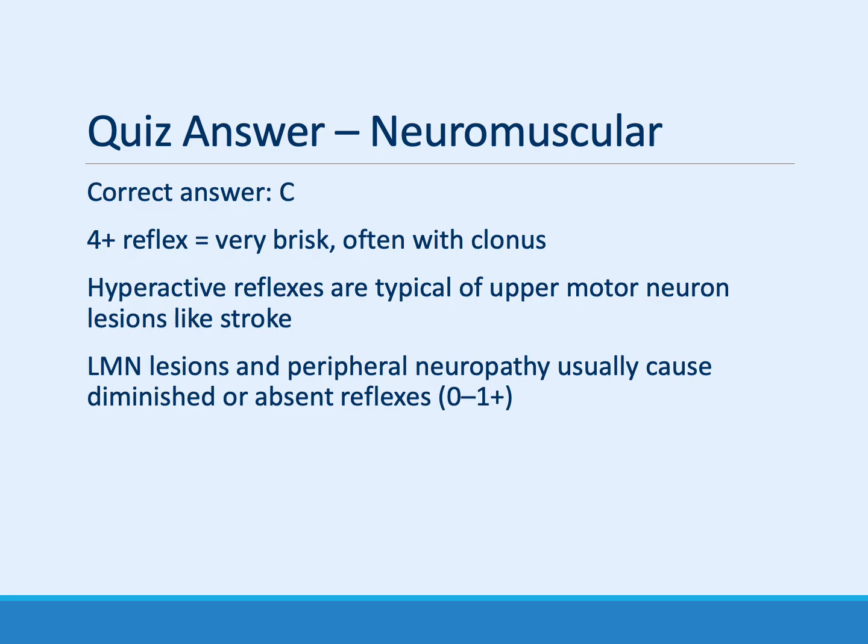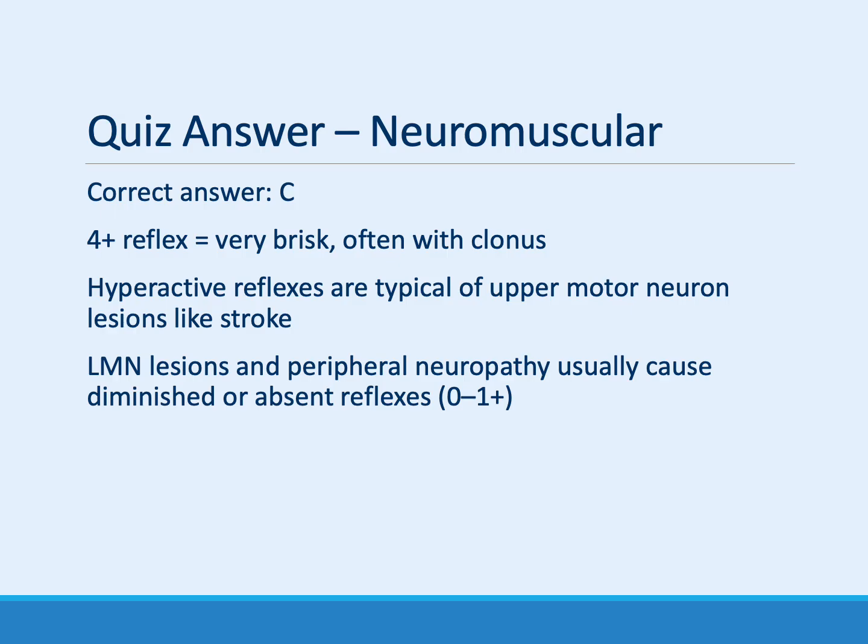So 2 plus would be normal, right? And this patient was scored as a 4. And so 0 or 1 plus is a lower motor neuron injury because those are going to be hyporeflexive. 3 plus and 4 plus are going to be our hyperreflexive. And so we're looking at upper motor neuron lesions with hyperactive reflexes.